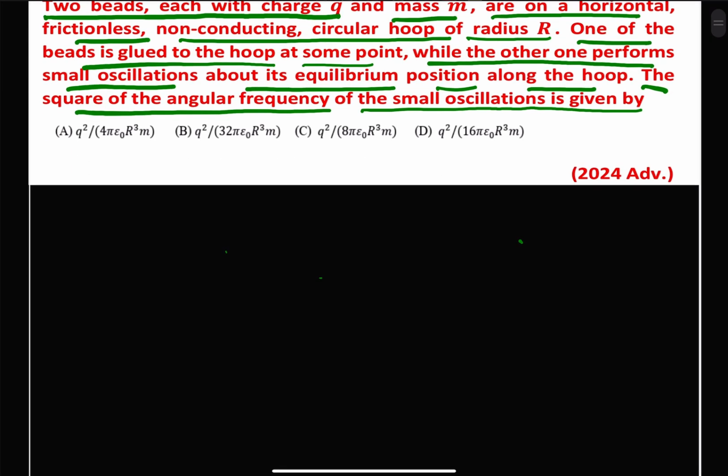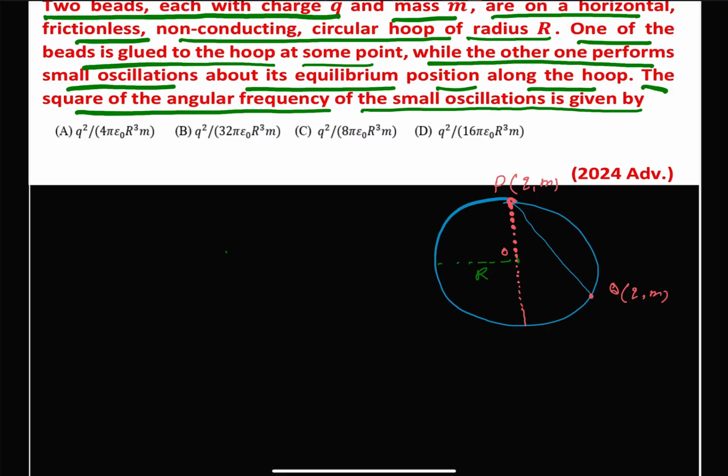So we can draw an approximate figure based on the given description. We have a circular hoop, and let's suppose this is our center, and the radius is capital R. We are given two charges. Suppose the position of the first charge is P, having charge Q and mass M, and this is the mean position, with center O. The small displacement of the charge is, let us put this point, and it is given as Q. So Q is going to have the second charge of mass M, and it is displaced from the mean position by an angle of phi.